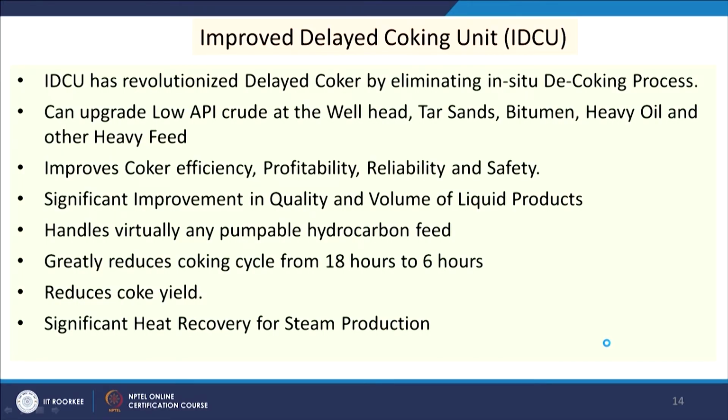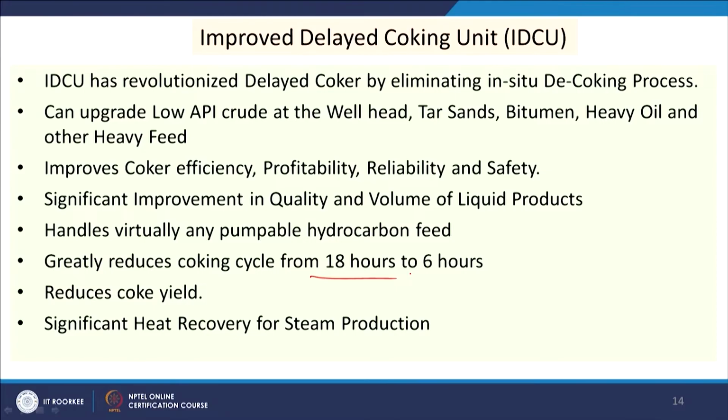Next we will see the improved delayed coking unit. This improved delayed coking unit, we have already discussed the delayed coking unit. A similar delayed coking unit will be used here, but it will have some specific nature and it is improved over the conventional delayed coking unit. In the conventional delayed coking unit we had 16 to 18 hours of cycle time, but in this case it is reduced to 6 hours.